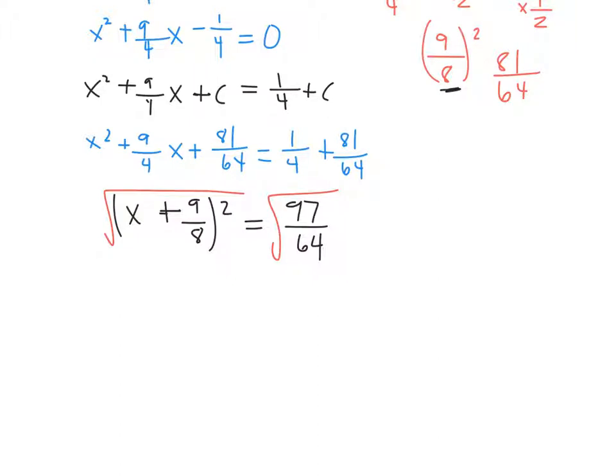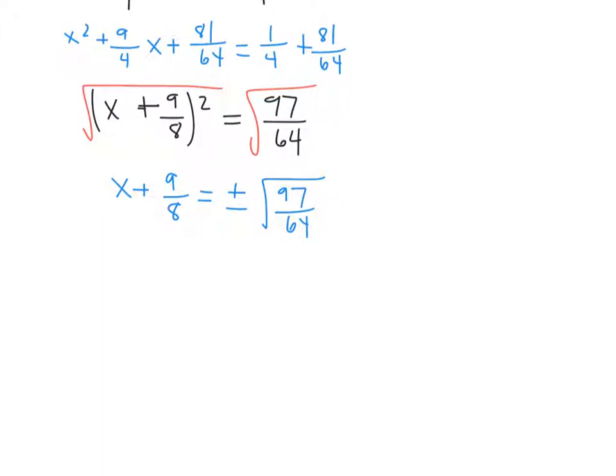You take the square root, and then what I'm left with is just x plus 9/8 equals plus or minus the square root of 97/64, and that doesn't come out evenly, right? Because you can't take the square root of 97, although you could take the square root of 64, right? So let's go ahead and simplify that a little bit more. So I still have x plus 9/8 on the left-hand side equals plus or minus the square root of 97 all over 8, right? Because we know the square root of 64 is 8.